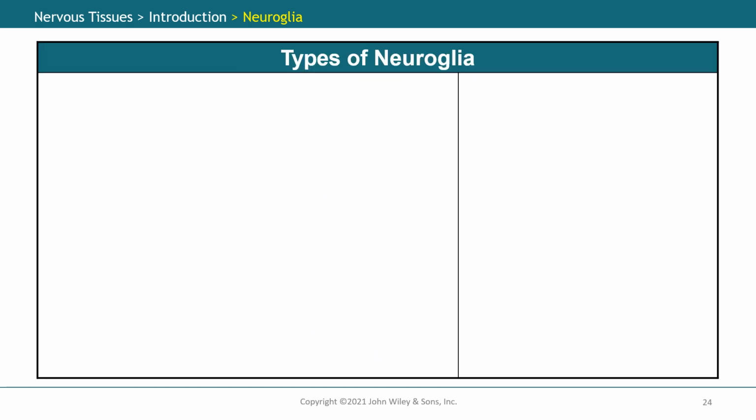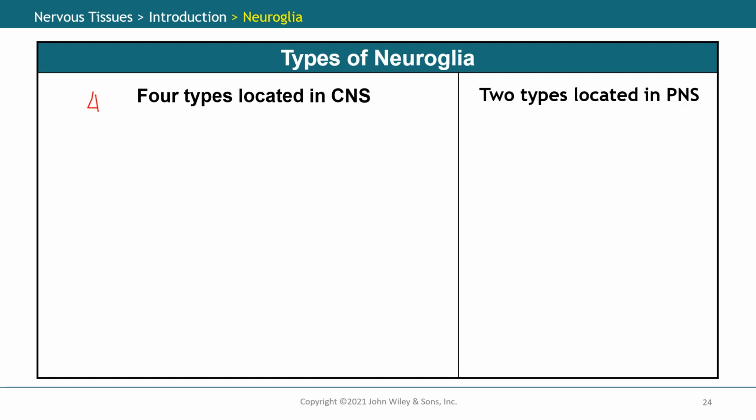So we are almost done with this section of the class. I just want to give you this table in case you want to summarize everything. So remember, there are different types of glia cell. And here you find 4 types that are located in the central nervous system, and you find only 2 types that are located in the peripheral nervous system.